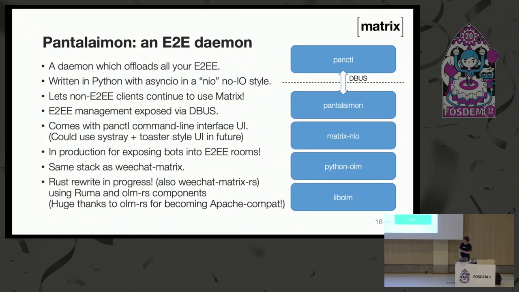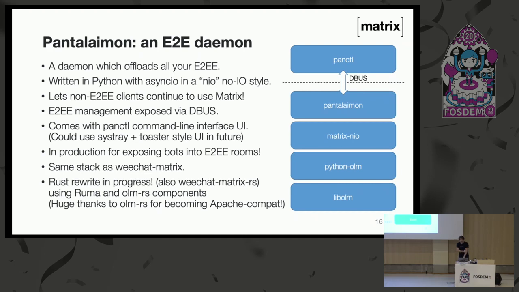So, in turn, Pantalaimon. Who knows what Pantalaimon is? Okay, about half the room. So Pantalaimon is obviously Lyra's daemon from His Dark Materials. Also, it's an end-to-end encrypted daemon that offloads all of your E2EE. So the idea is that if you're writing some random little Matrix throwaway script or new client and you can't be bothered to write an audited, massive, complicated E2E implementation, you can just connect via Matrix to a local daemon that offloads all the hard stuff and it proxies you through to your actual server.